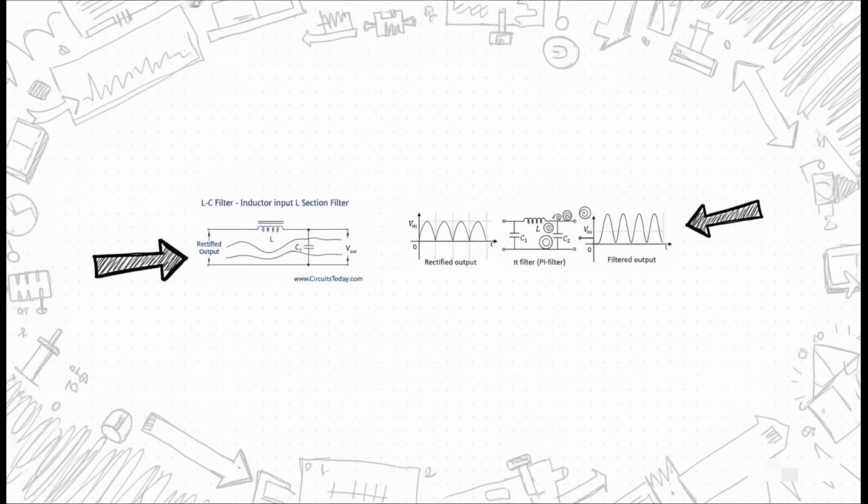Here are two really popular combination filters. Over on the left, you've got the LC filter, which pairs an inductor and a capacitor. And on the right is the pi filter, which gets its name because its diagram kinda looks like the Greek letter pi. The key difference here is that the pi filter adds a second capacitor for even more smoothing power.